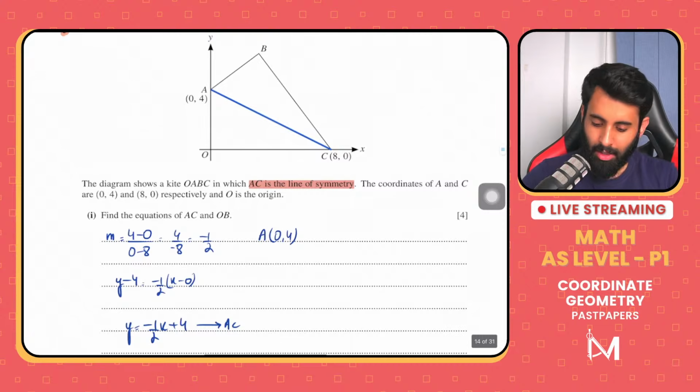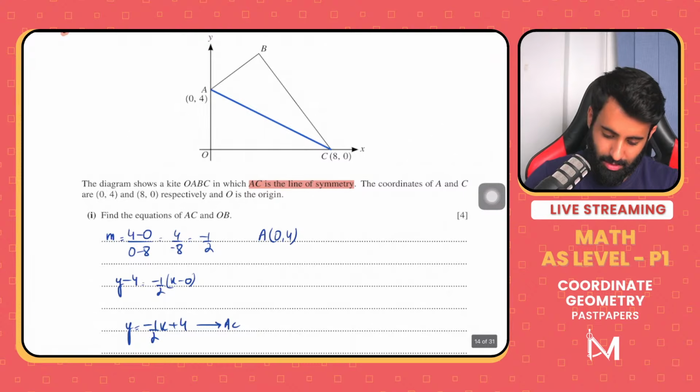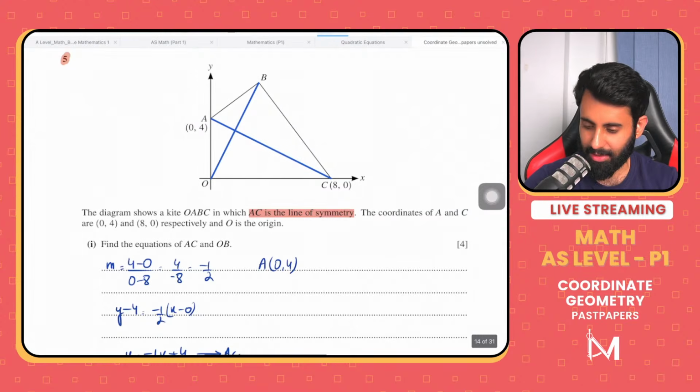Now, how will I find out the equation of line OB, which is right here? That's a question for you guys, keeping in mind that it's a kite. There are some properties of a kite that you should know.